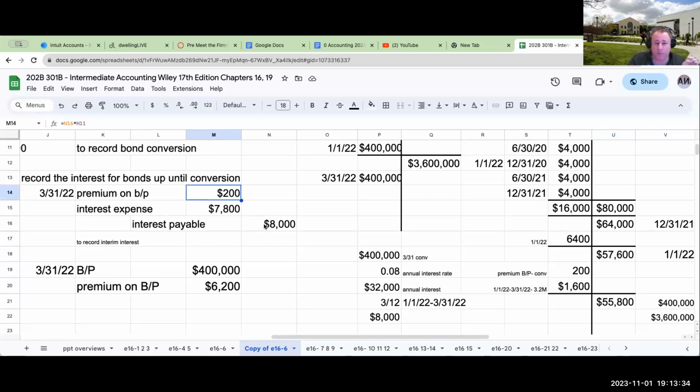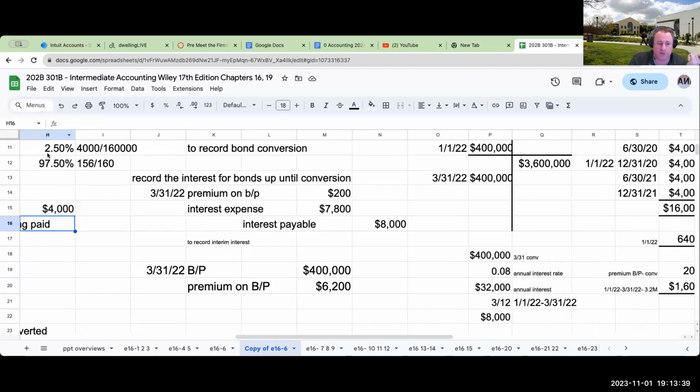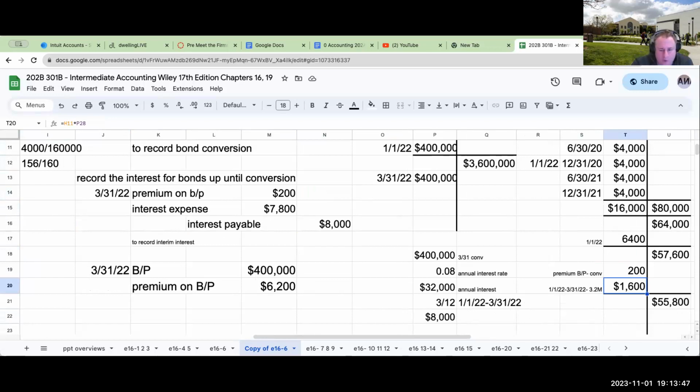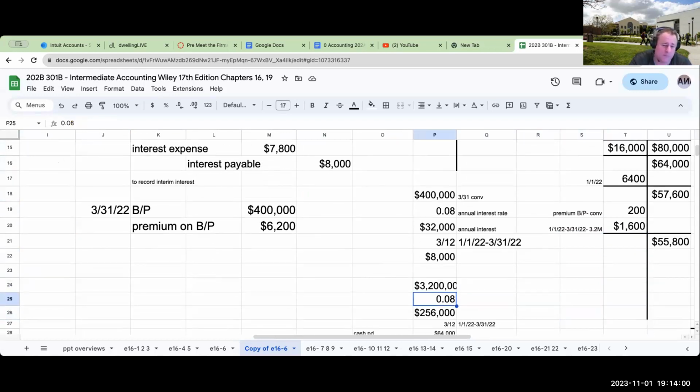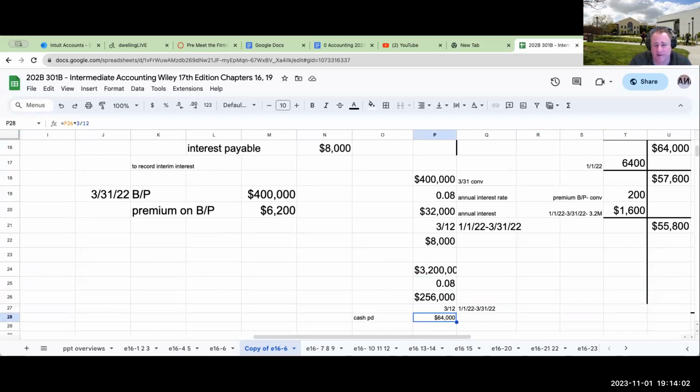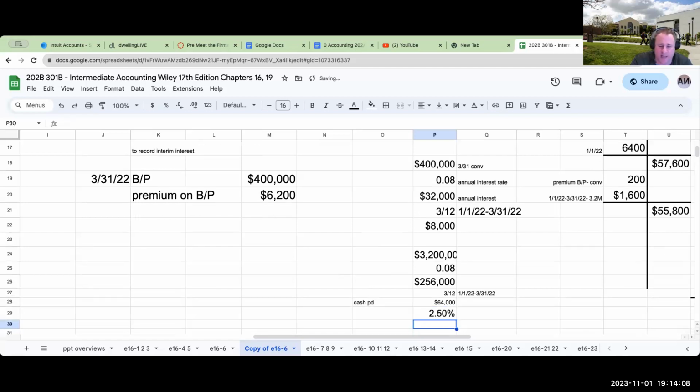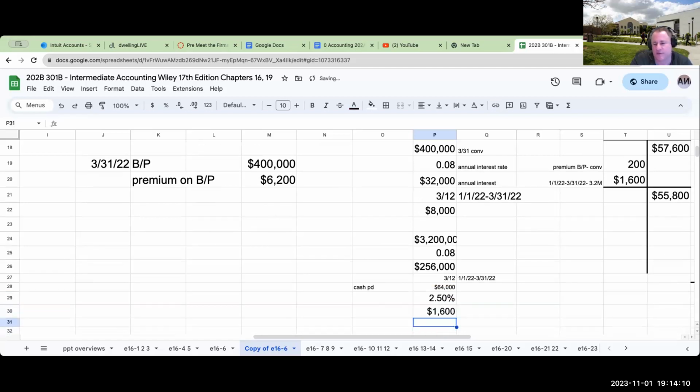So we figured this out with the percentages, right? You're going to pay $8,000 in interest. We look at the relationship, it's 2.5 and 97. Apply that over here. That's great. But now I'm sitting here going, okay, but what about those other bonds that didn't convert? How much of that premium related to them? Well, we basically said, if it was 3.2 million at 8% interest, the cash being paid is 64,000. If I multiply that by 2.5%, I'm going to get 1,600.